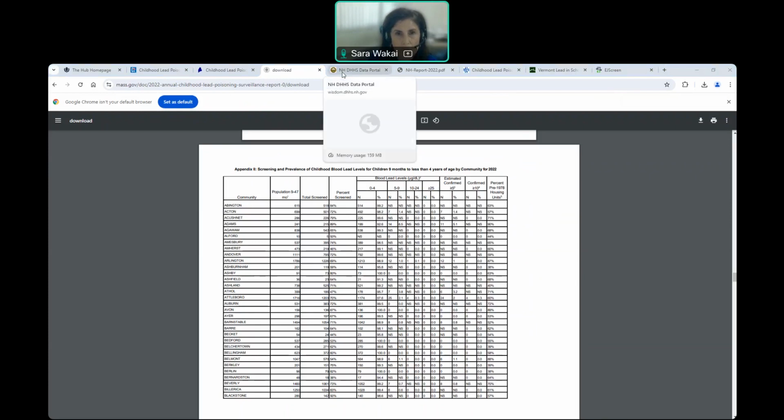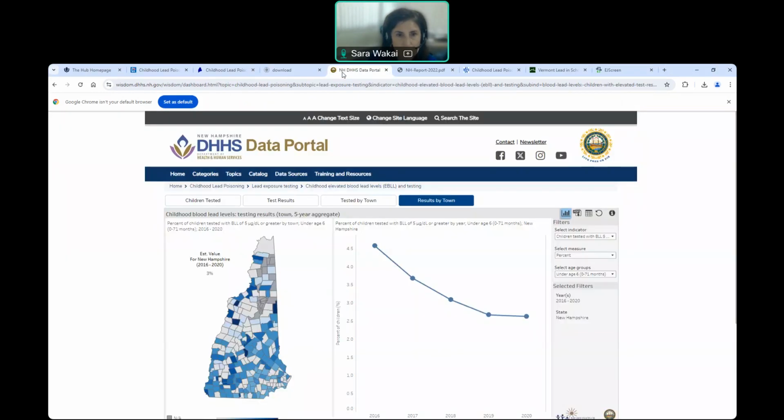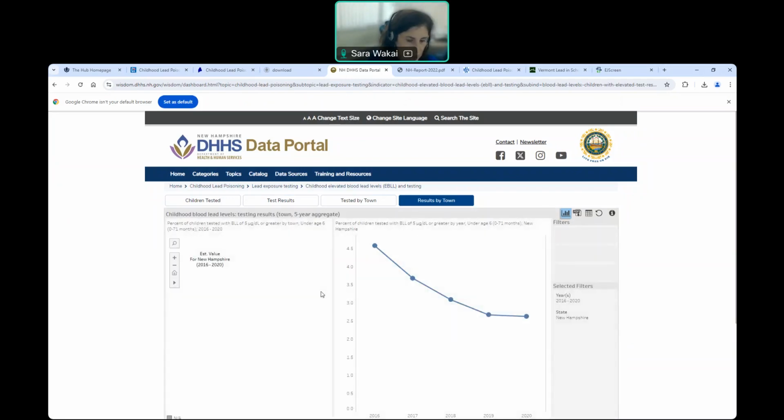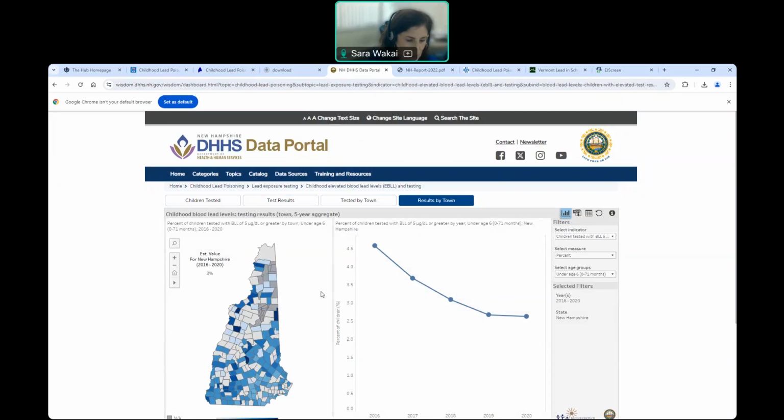So that can be handy for you. All right, and now let's look at New Hampshire. New Hampshire has a data portal, and you can select lead exposure testing, and then go to elevated blood lead levels, and then you can click on results by town. And this is what it'll show you.